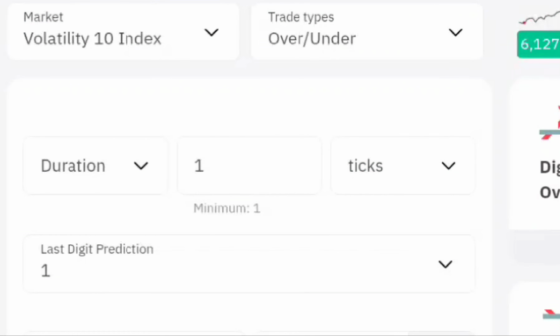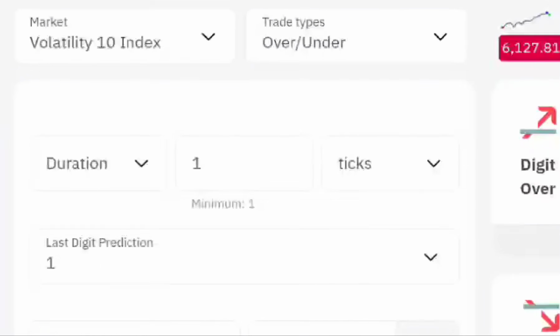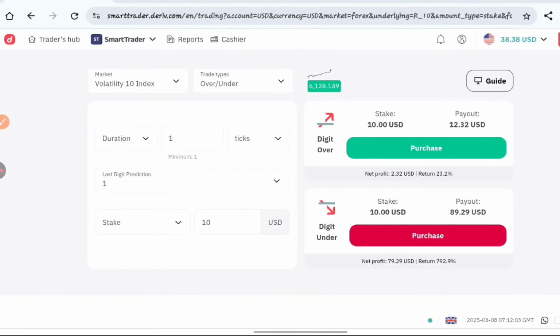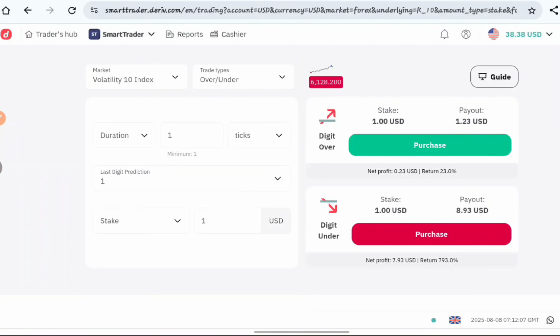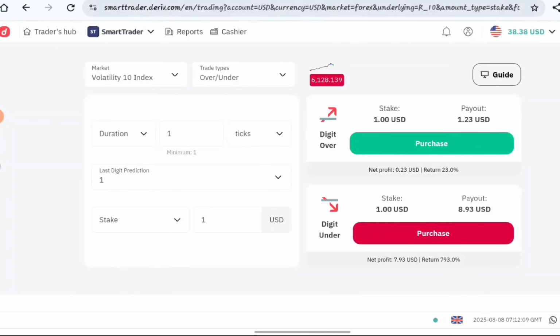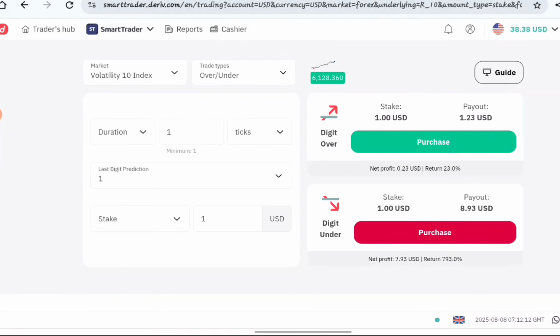The tick duration right here is the number of ticks that your trade needs to either win or lose. Since I have a small account here with only $38, I'm just going to put 1 as my stake right here. And then I'm going to place a trade right here.